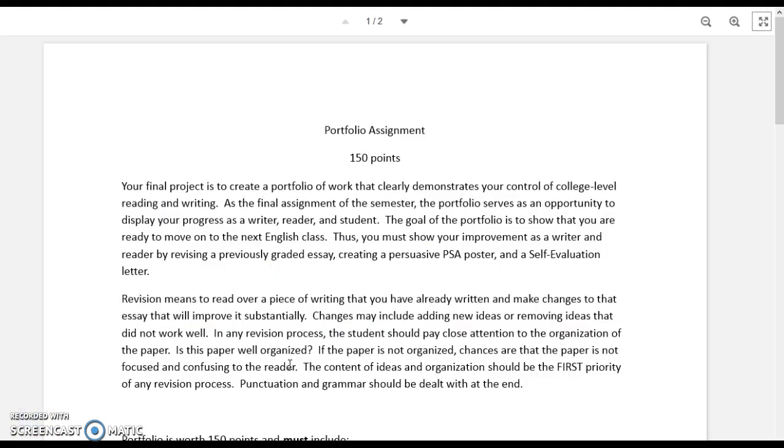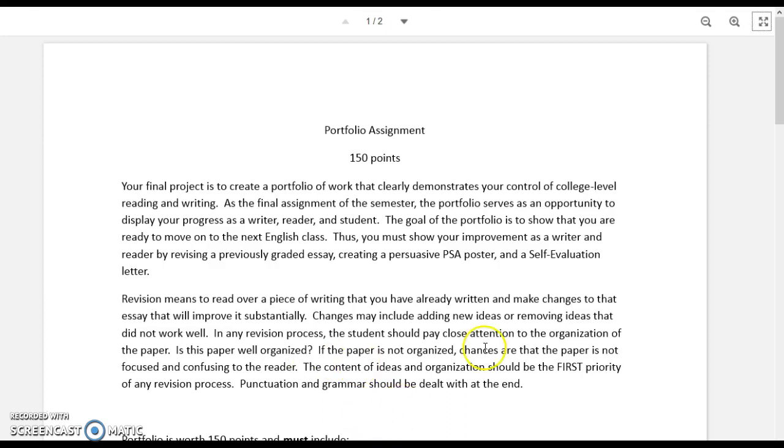The instructions explain the purpose of the portfolio. The purpose of the portfolio is really to show your best work. It's to show your best writing and also to show that you are ready to move on to the next class. But it is also an opportunity for you to reflect on the semester and really discuss how you've improved as a writer, as a reader, and as a student.